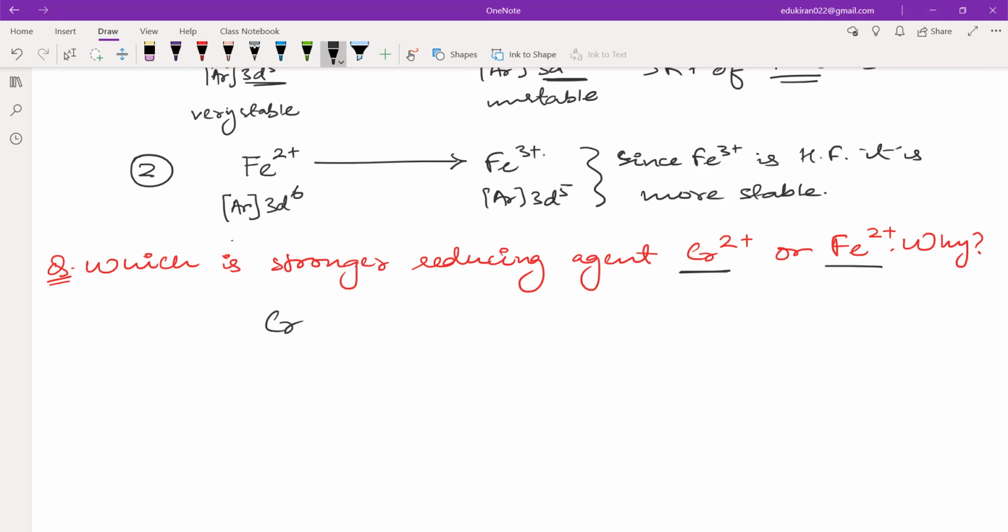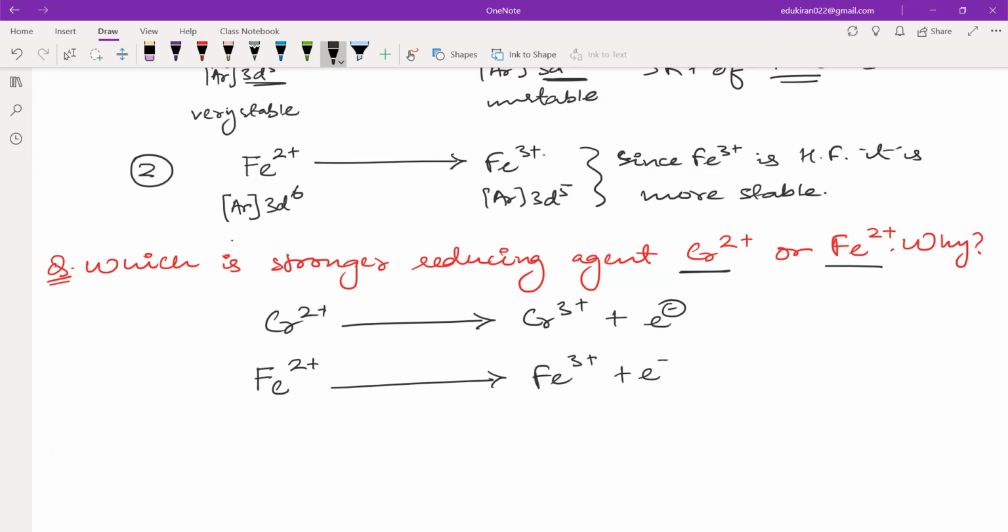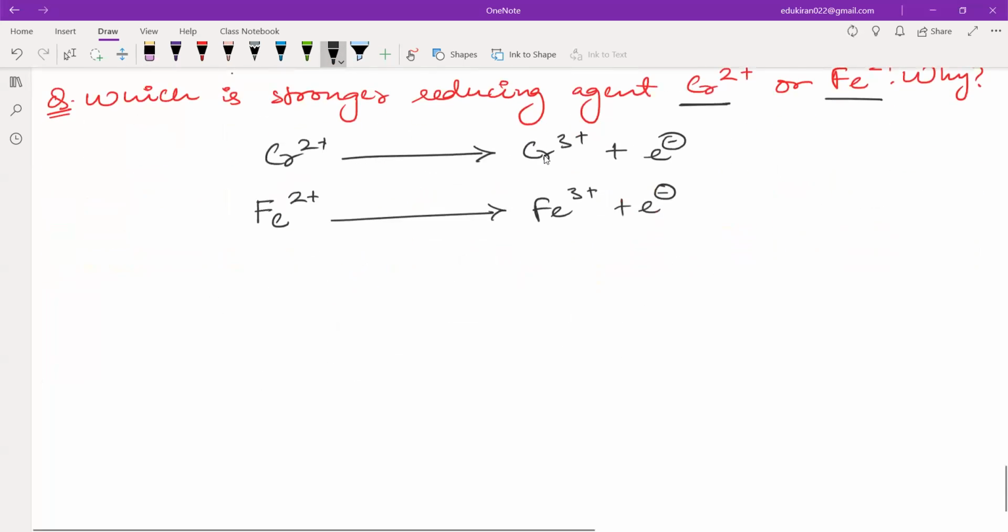It is giving electrons. So Cr2+ gives an electron and forms Cr3+ plus an electron, and we go from Fe2+ to Fe3+ plus an electron. Okay. Now, when you look at the electronic configuration of Cr3+ and Fe3+, so we have Cr3+ and Fe3+. Now, when you look here, Cr3+ has an electronic configuration of argon 3d, how much? Tell me.